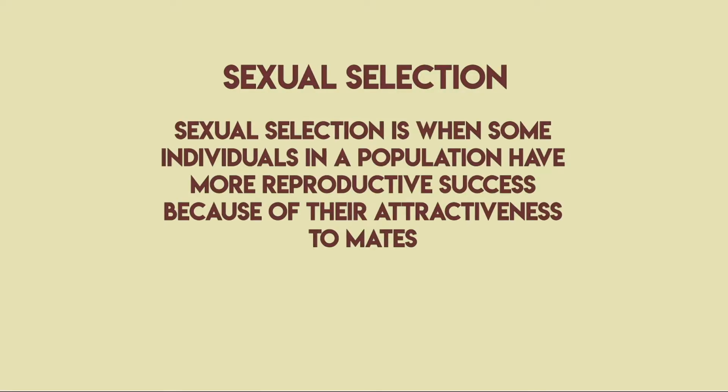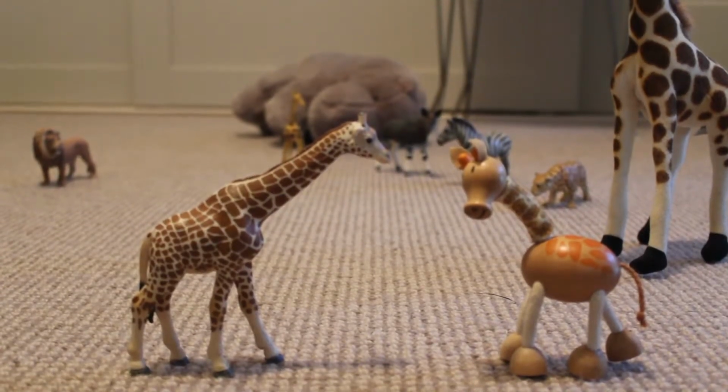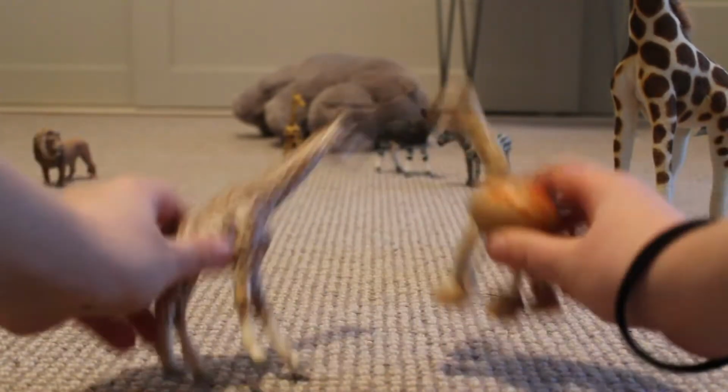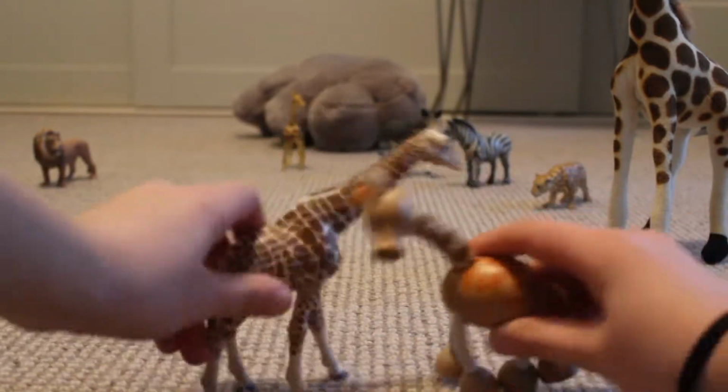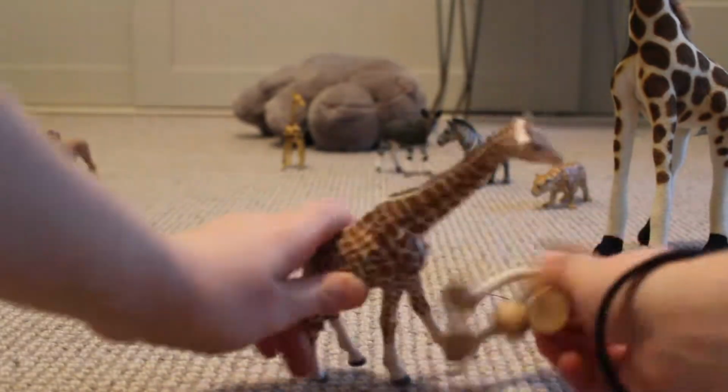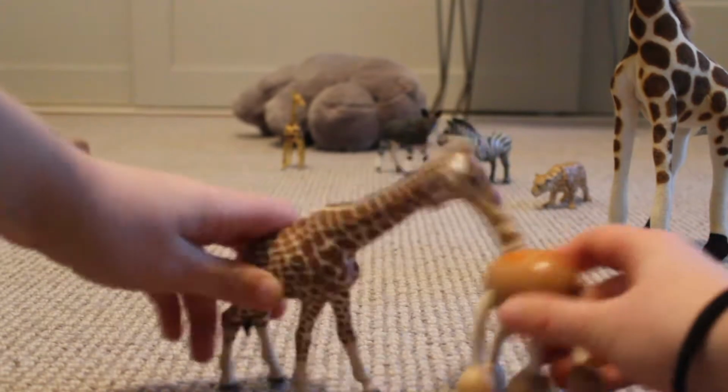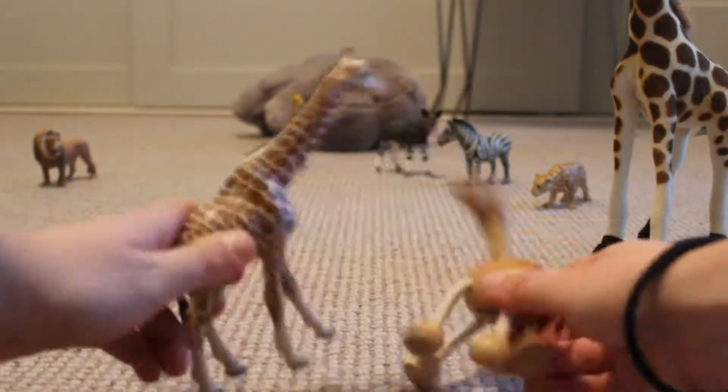Sexual selection is where some individuals in a population have more reproductive success because of their attractiveness to mates. In many instances, sexual selection is often carried out by a spar between 2 males trying to impress a female. The male that wins is the more attractive, and its traits get passed down through the generations.